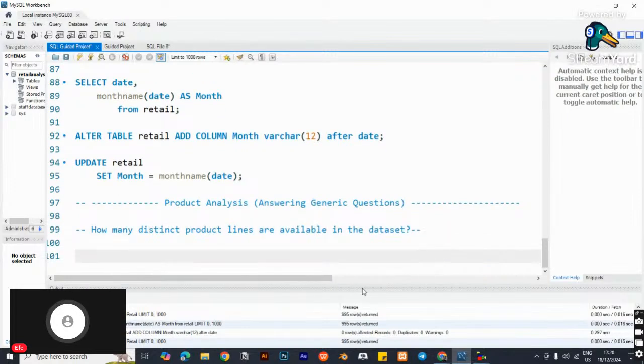So we make use of the select keyword. In the writing order, the select keyword always comes first, but in execution order, it's not the first keyword to be executed. This is how you write it. I'll be going over some of the things I mentioned in our previous classes, just to reinforce what we've learned. So, how many distinct product lines are available in the data set?